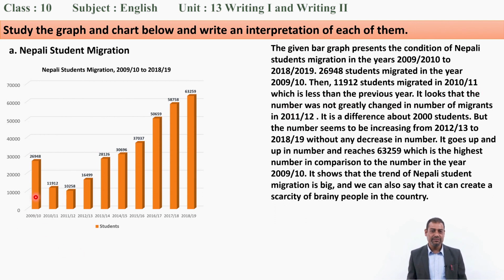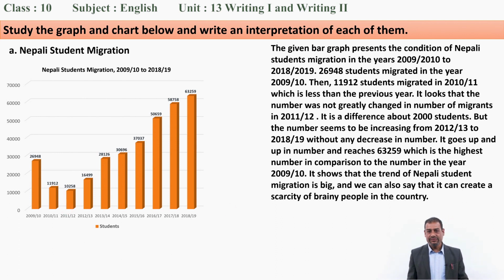So if you compare between these two bars, 2009 and 10 and 2010 and 11, then you can find the difference in Nepali migrating students here. In this year we can see more students, but in this year we can see fewer students. This is how you have to compare and write down in your interpretation. Are you getting me? Good.